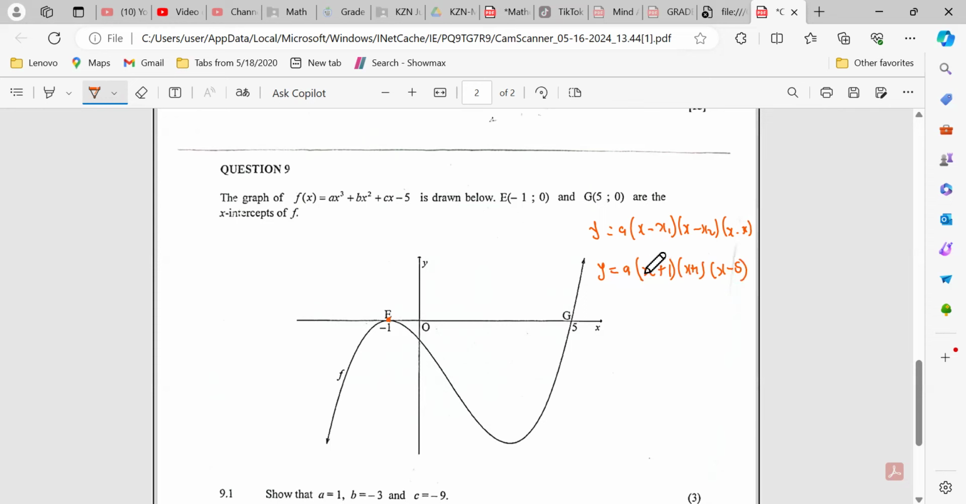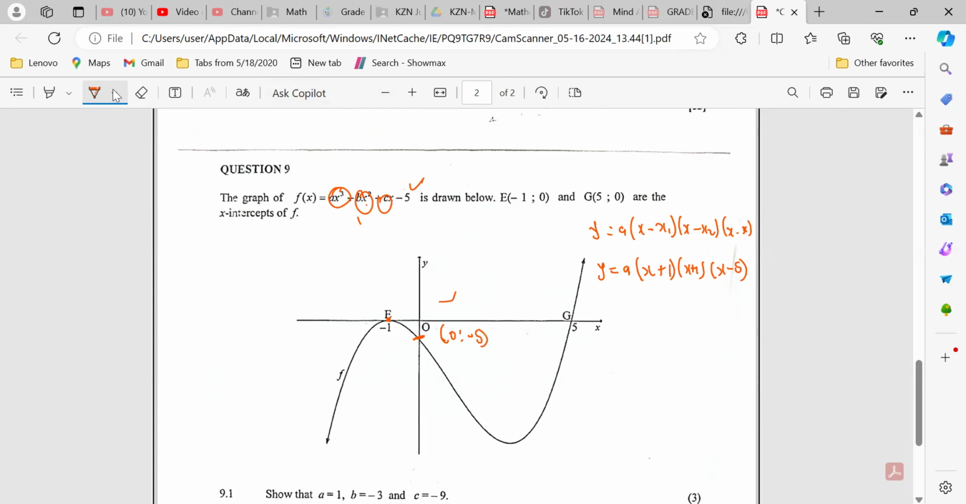From here onwards, we need another point. This time around, we are not given another point, but we can find it. How do you find it? You can tell them, what if I put 0 here, here and here? When x is 0, what is my y? The value of c is always the y-intercept. So even if they didn't show it on the graph, we should know it. So x is 0, our y is equal to -5. So I will take this -5 and substitute it here.